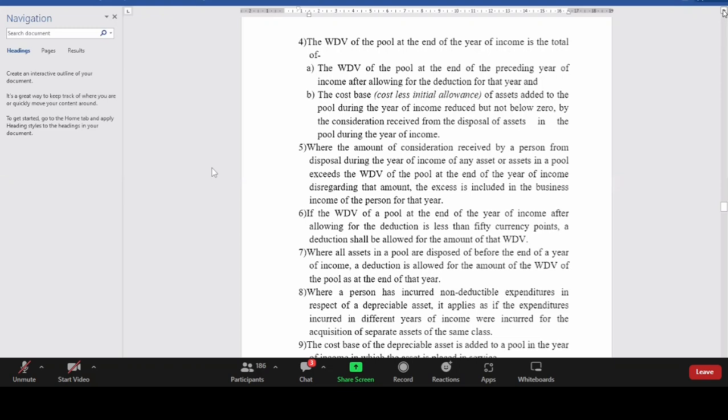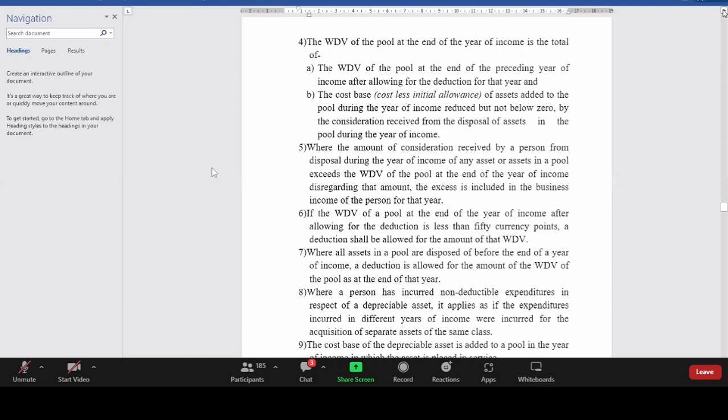The written down value of the pool at the end of the year of income is the total. Remember, we said we charge depreciation or wear and tear on the written down value at the end of the year, whatever is there during that year. If you've already sold, it is no longer there. So in short, we charge depreciation in the year of purchase and actual sales when the asset is available to produce income included in the gross income, but not in the year of disposal.